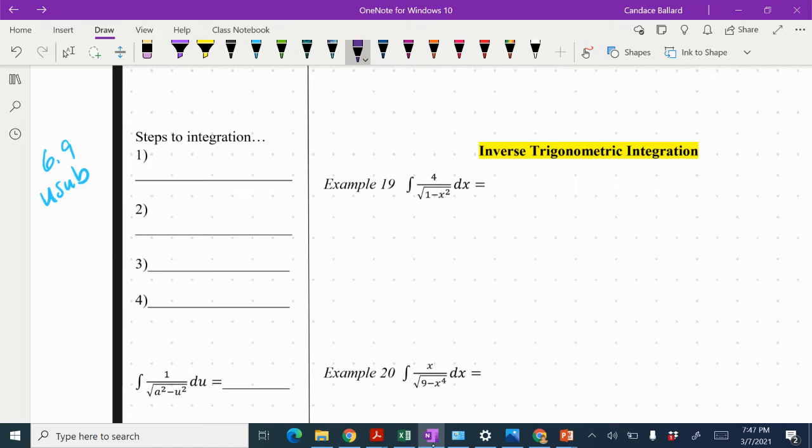So steps to integration, first of all, of course, we have our basic integrals. That's the first thing that we want to look for. And then we want to look for a U sub. If that isn't working, then we're going to look for our arcs or our inverse trig. And then finally, if we can simplify it in some way.